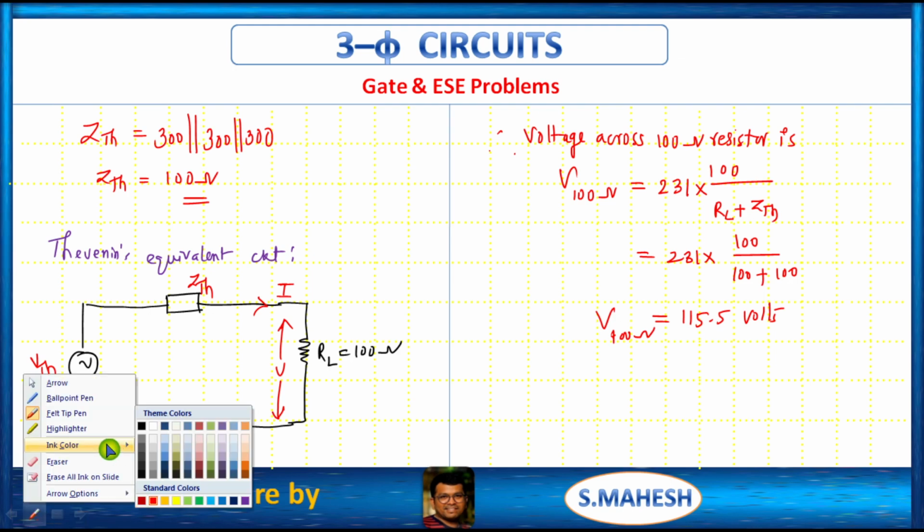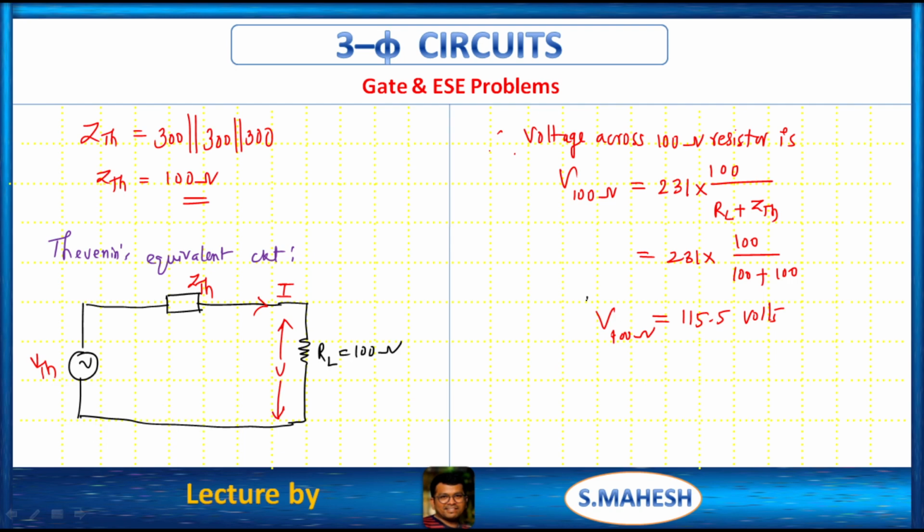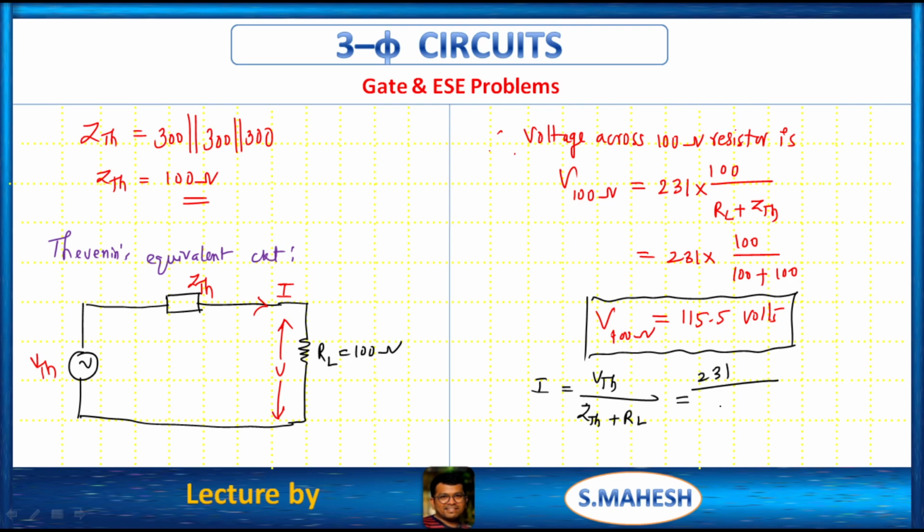What is the value of the current? Simple, VTH by ZTH plus RL, right? Like that, current is equal to VTH by ZTH plus RL. That's it. 231 by 200. That is nothing but 1.31, right? The answer is 1.31 amps. This is about the first problem.